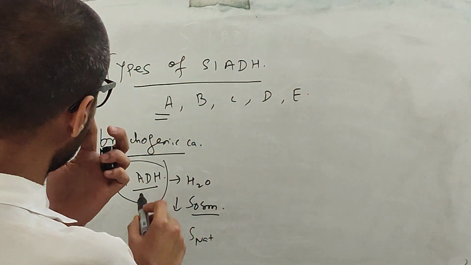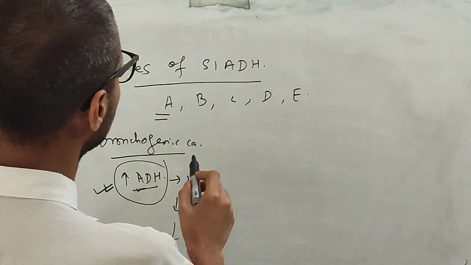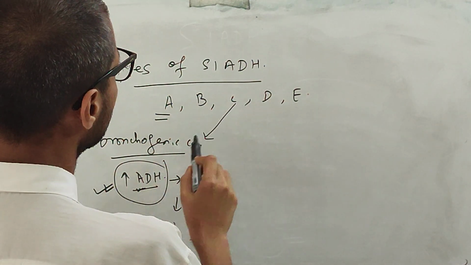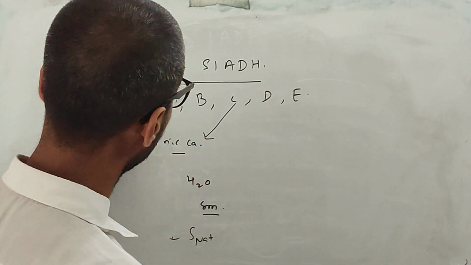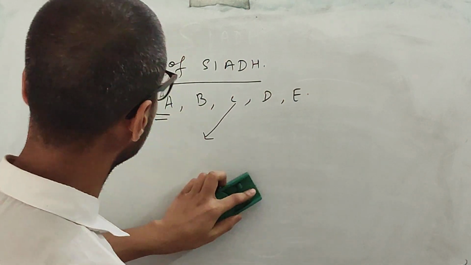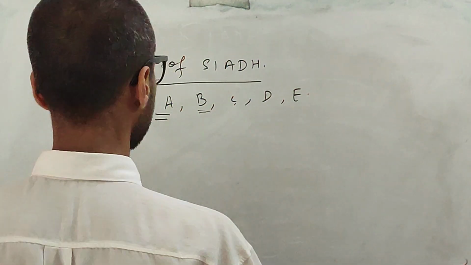But let's suppose the serum ADH is normal, but the picture is like SIADH, then that falls in type C. This also occurs in some carcinoma, like lung carcinoma or ovarian carcinoma or a variety of other carcinoma. And what is type B SIADH?